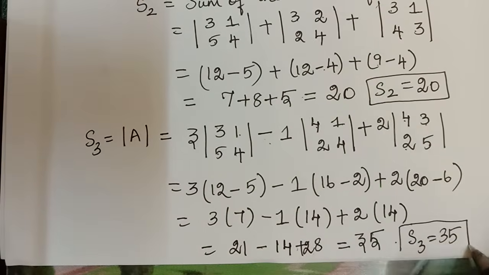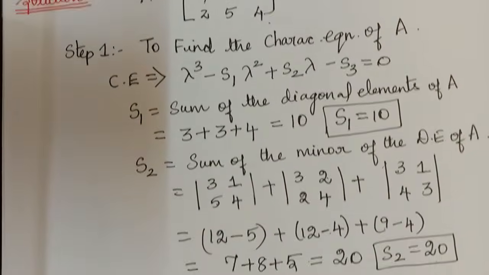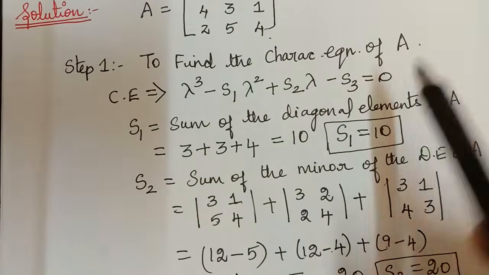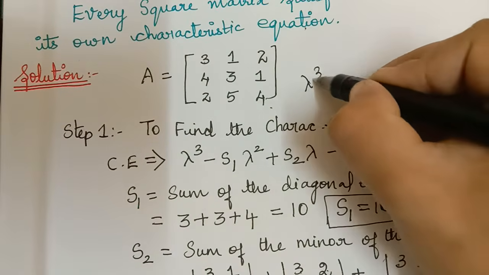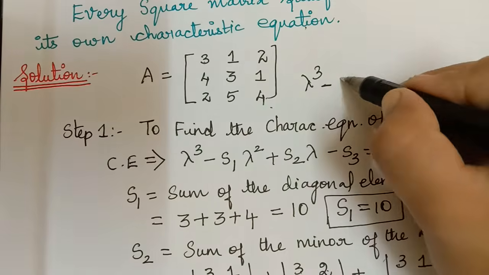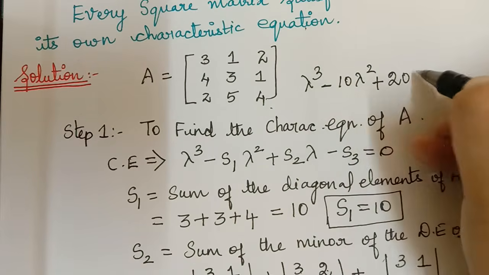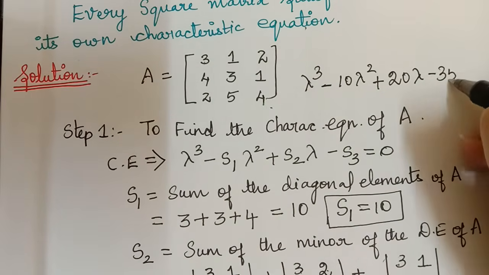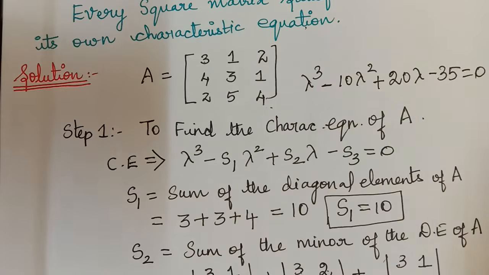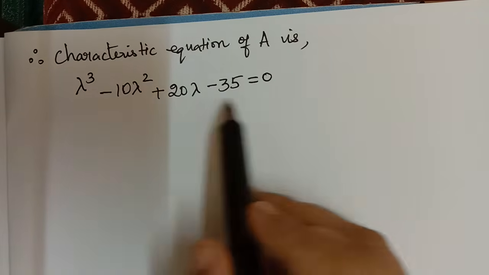Now we have found S1, S2 and S3. Now we have to take all this and substitute in this, and so we will be getting this characteristic equation: lambda cube minus S1 is 10, so 10 lambda squared, plus S2 is 20, so 20 lambda, and then S3 is 35, so minus 35 equal to 0. So this is the characteristic equation. So I have taken and written the characteristic equation here.